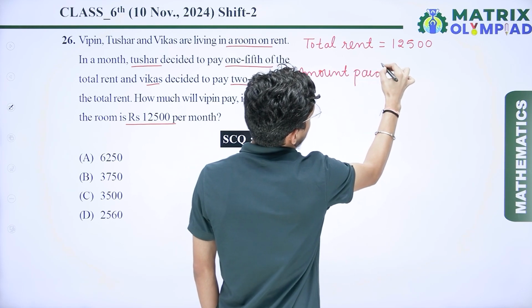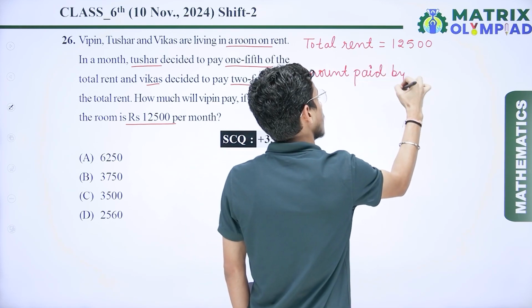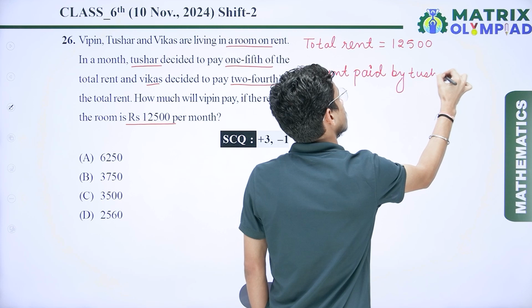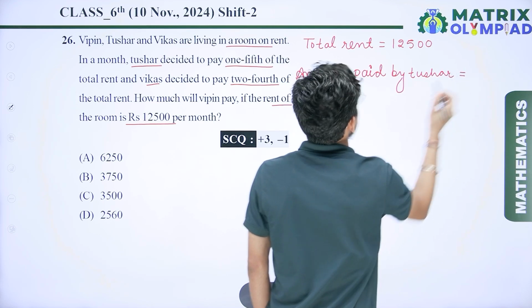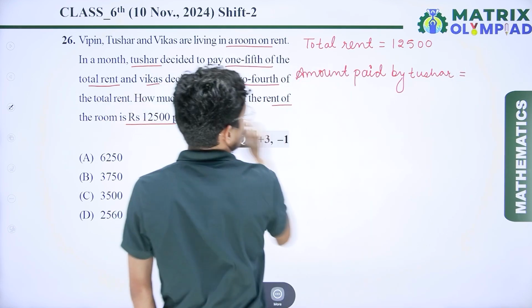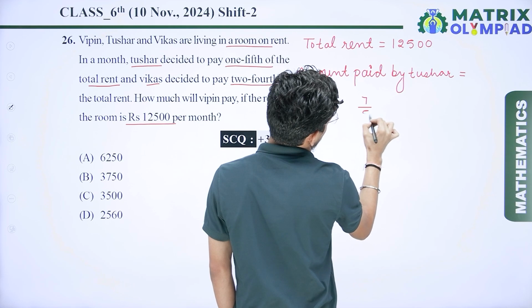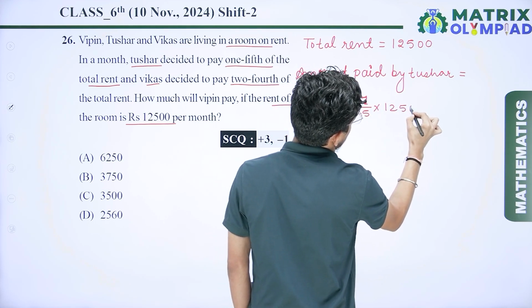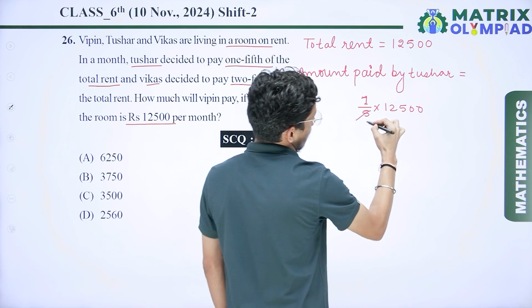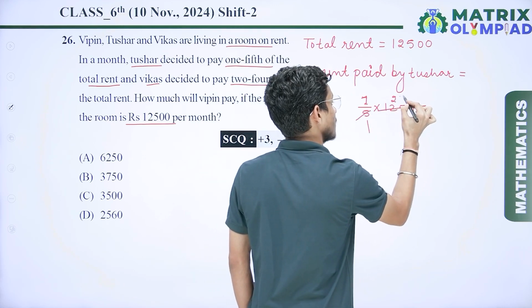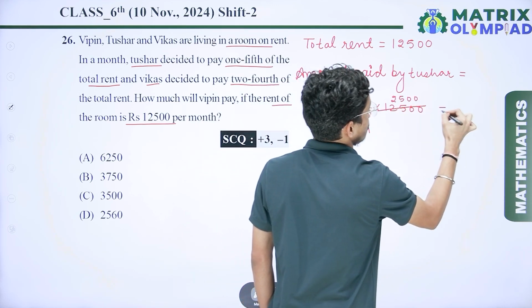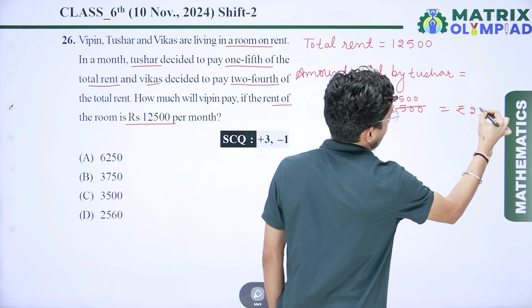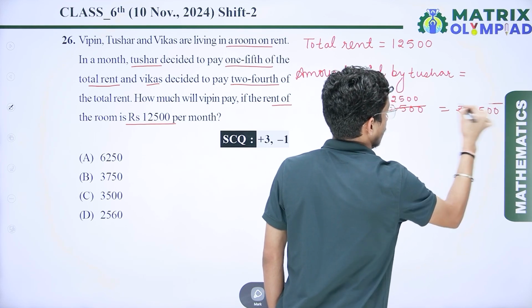First, if I talk about Tushar, the amount paid by Tushar is 1/5 of the total rent. So 1/5 multiplied by 12500. If I divide here, 5 1s are 5, 5 2s are 10, 2 5s are 15 and 0, 0. So the amount Tushar pays is 2500.